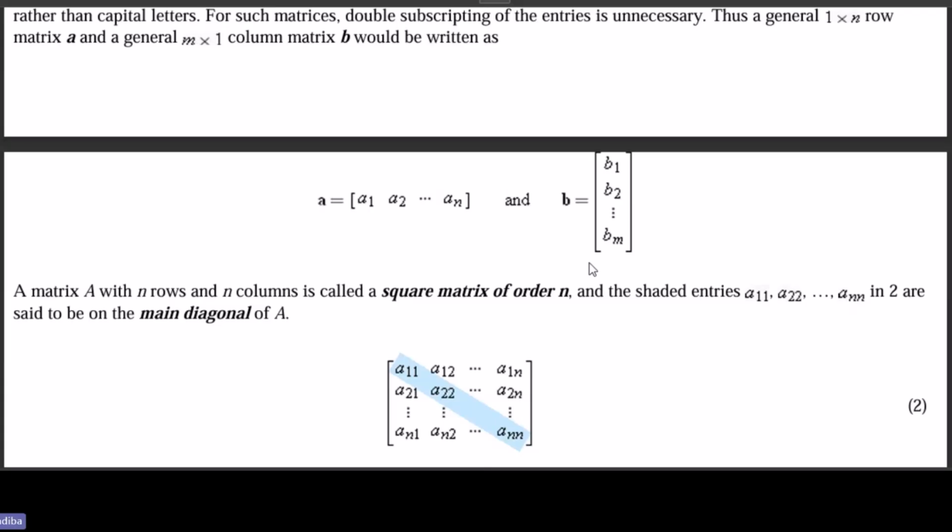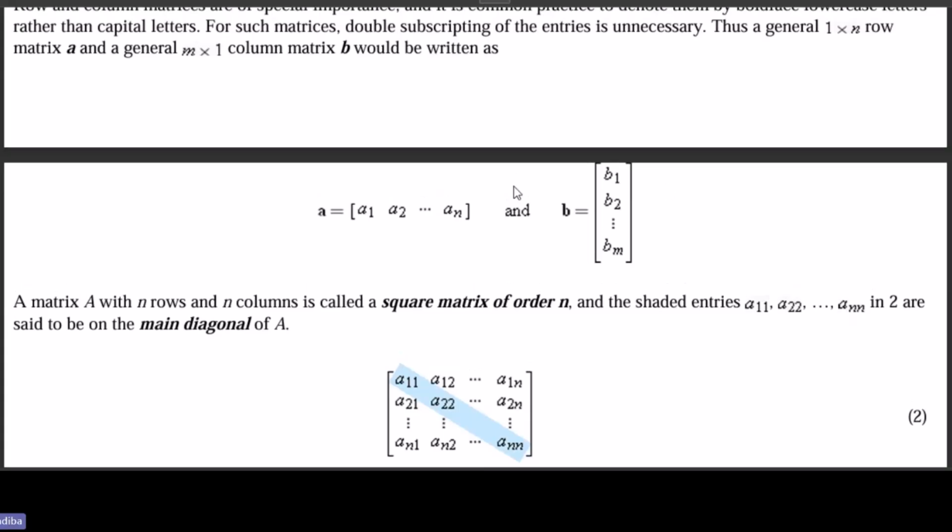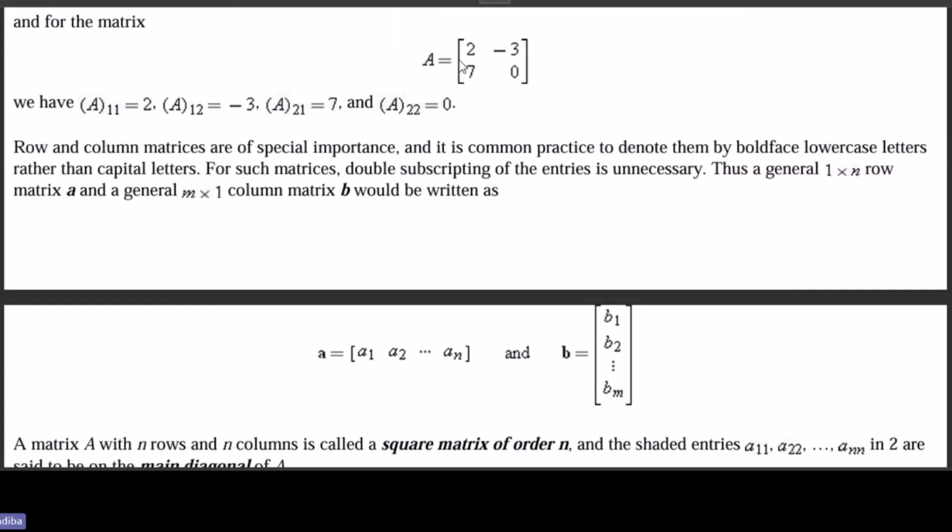A matrix with n rows and n columns is called a square matrix. Okay, this is what they are saying. Let me use this one as an example. How many rows are in matrix A? There are 2. How many columns in this matrix A? There are also 2. So this is a 2 by 2 matrix. This is a square matrix. Its size is a 2 by 2 matrix.